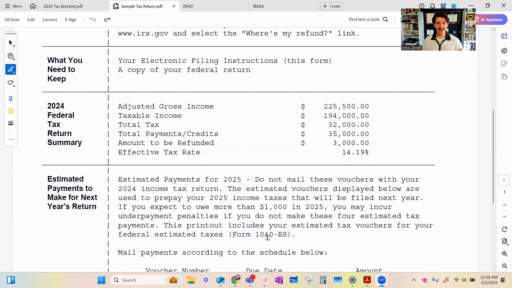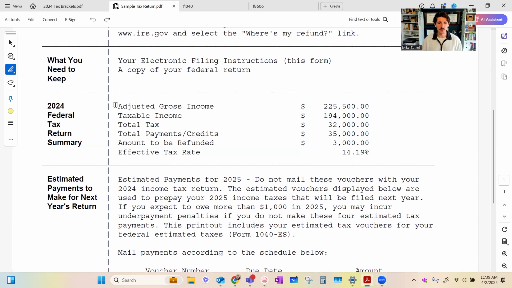First up, I've got a sample summary page from TurboTax. Again, your CPA may provide a cover page or a document very similar to this. And it's really nice because it gives you some of those key points right off the bat to really understand your full tax picture for the tax year.